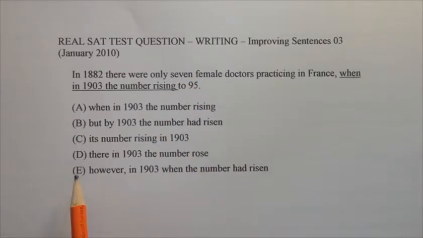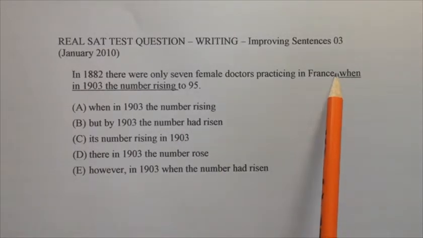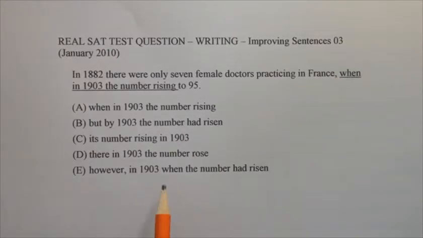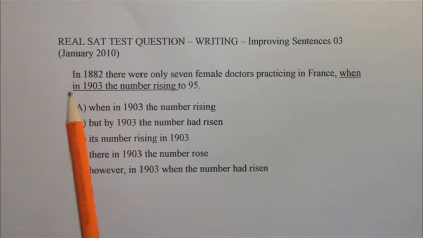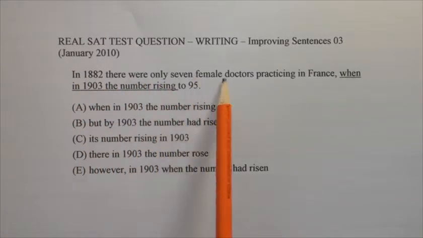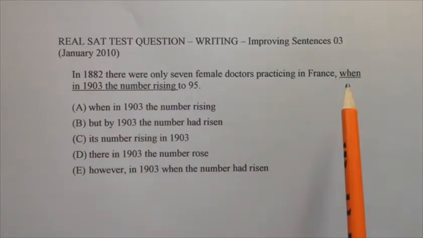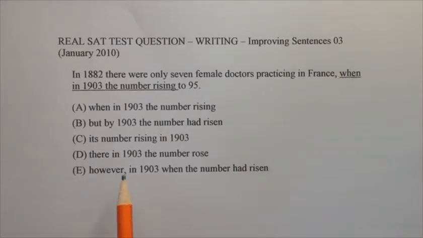Okay. E, however, in 1903, when the number had risen, you cannot link this with this using a "however" and a comma. That becomes a run-on sentence. And anyway, this is wrong because, well, you could have said in 1882 there were only 7 female doctors practicing in France, period or semicolon. However, by 1903 or even in 1903, the number had risen to 95.